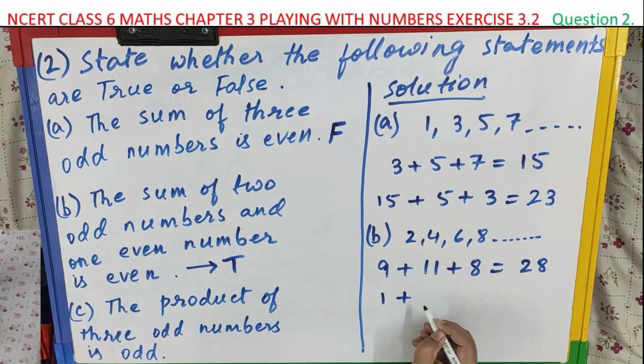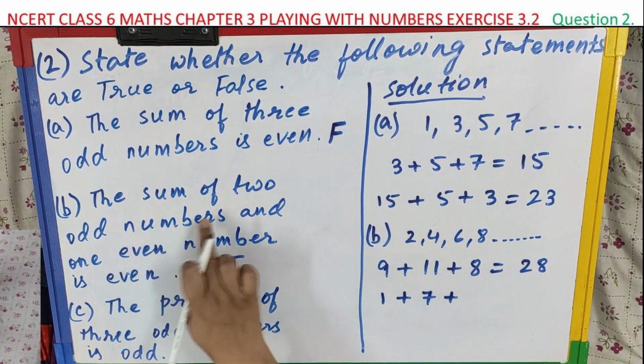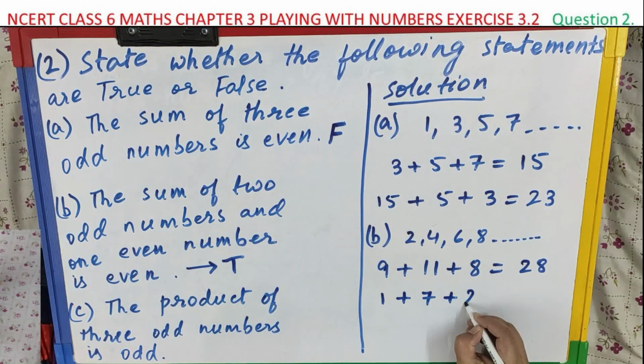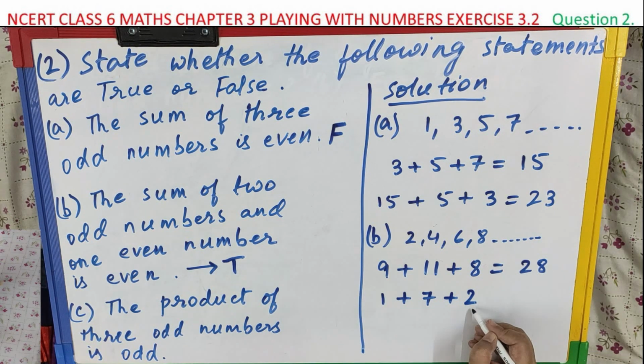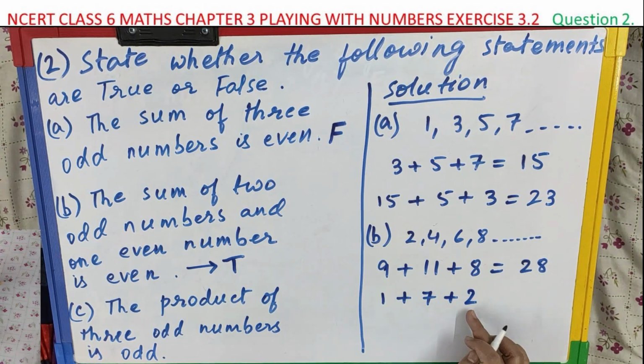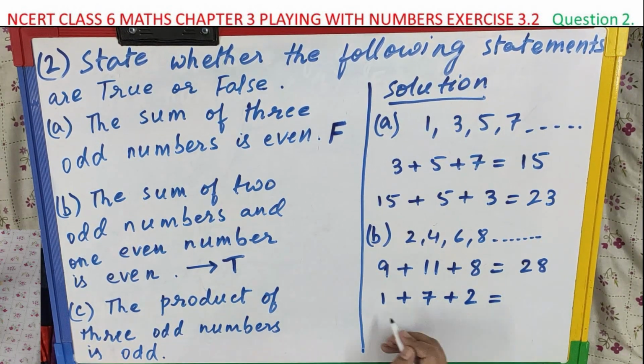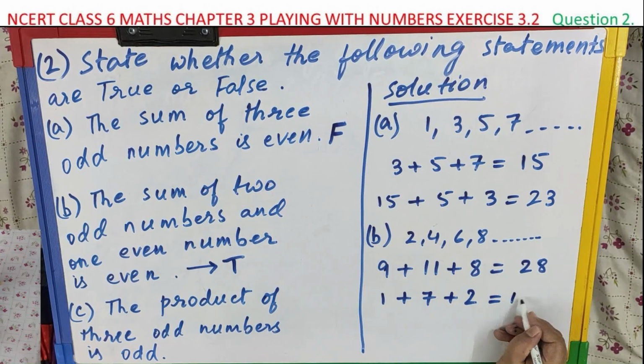Two odd numbers, 1 plus 7. These two are odd numbers and one even number, 2. 2 is an even number because it is divisible by 2. So the sum of two odd numbers and one even number, what is the result? 7 plus 1 is 8. 8 plus 2 is 10. 10 is an even number because it is divisible by 2.